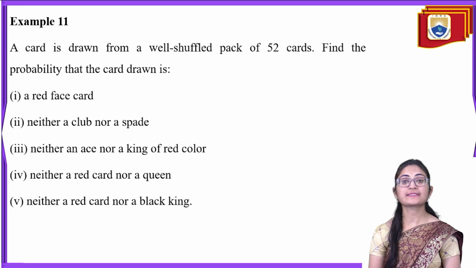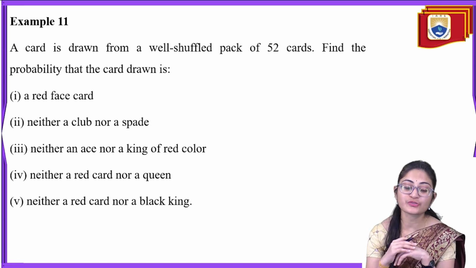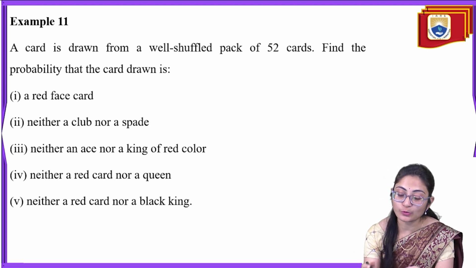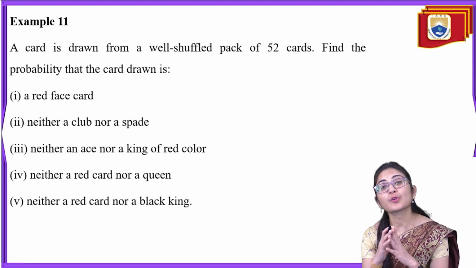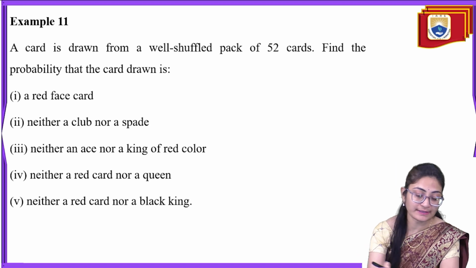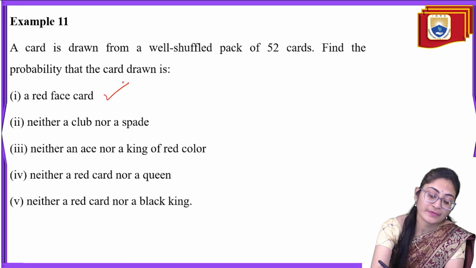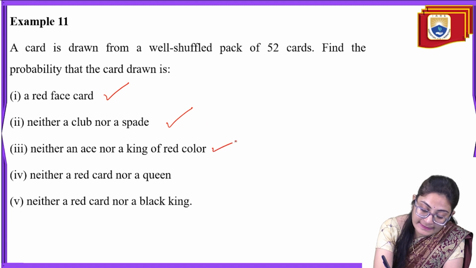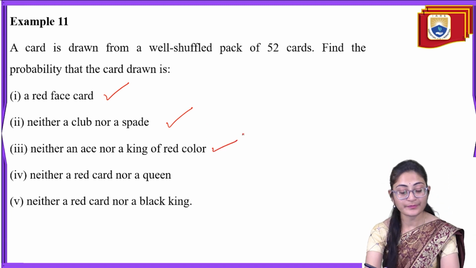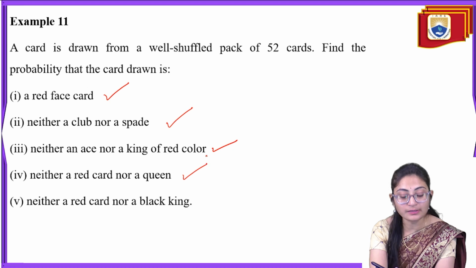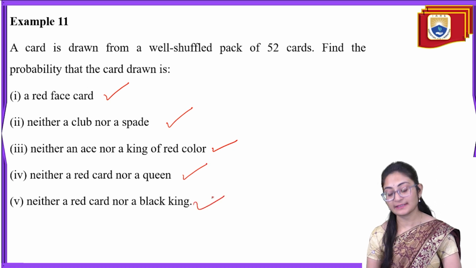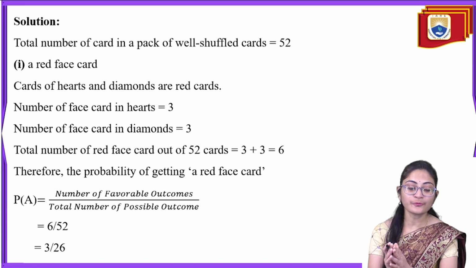Now the next question is that a card is drawn from a well shuffled pack of 52 cards. Find the probability that the card drawn is a red face card, neither a club nor a spade, neither an ace nor a king of red color, neither a red card nor a queen, and neither a red card nor a black king. Now, first one.